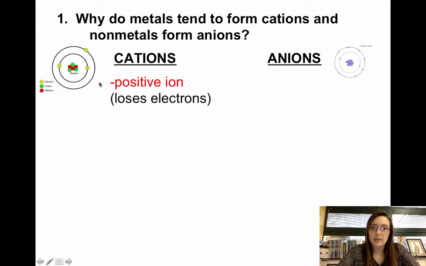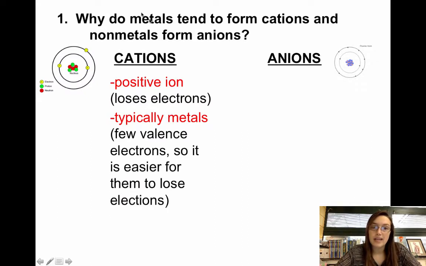So cations are our positive ions, and remember that in order for it to be positive, it has to lose electrons, because when we look at ions, we look at the difference in electrons. You don't want to change protons because that changes the atom. We can change electrons to give it a charge. So positive ions lose electrons because it's a negative, and when you lose a negative, it becomes positive.